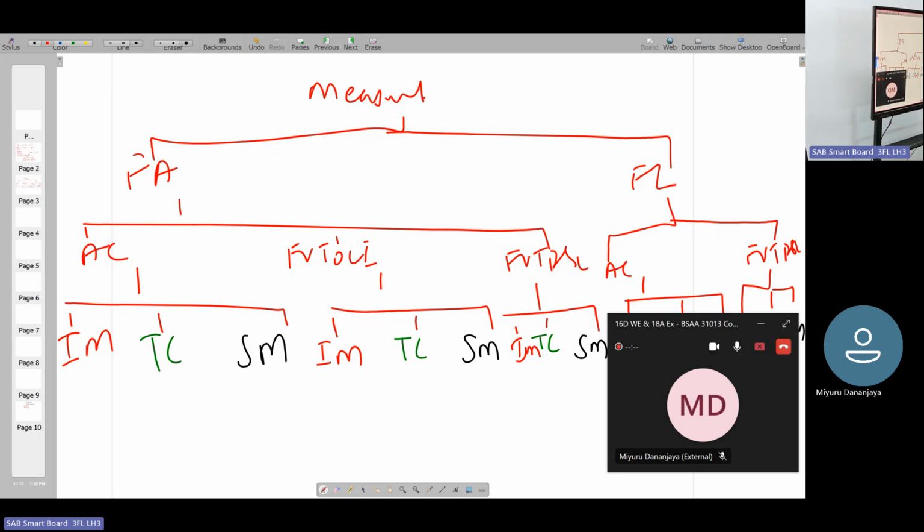Fair value, fair value changes, charged to OCI. The next one is charged to P&L. Initial measurement is fair value. Transaction cost should be charged to... correct.